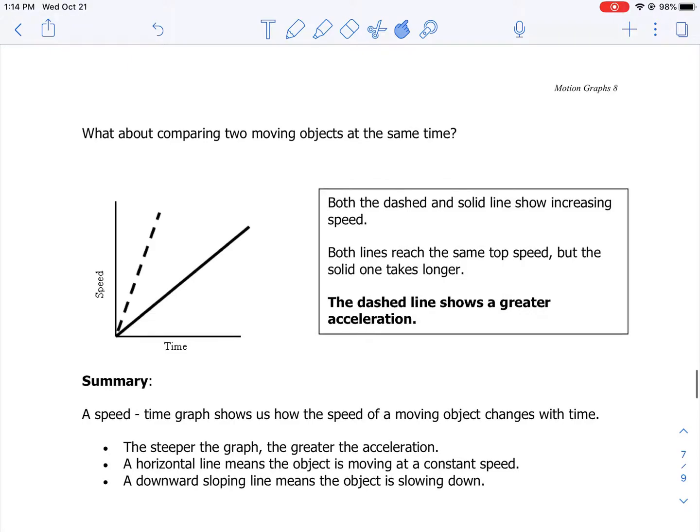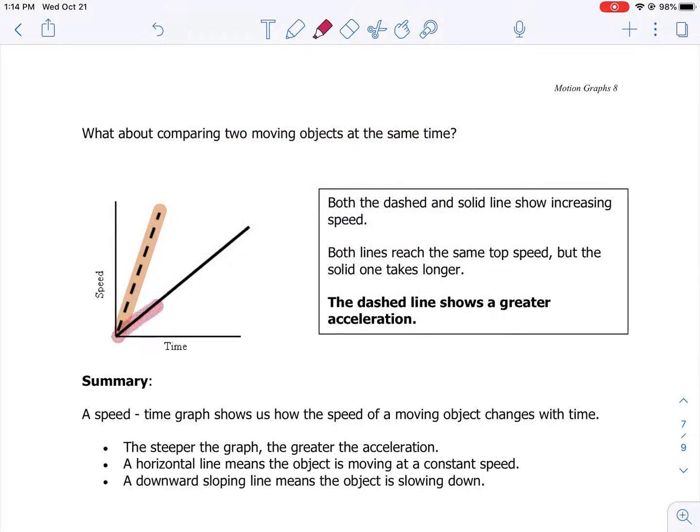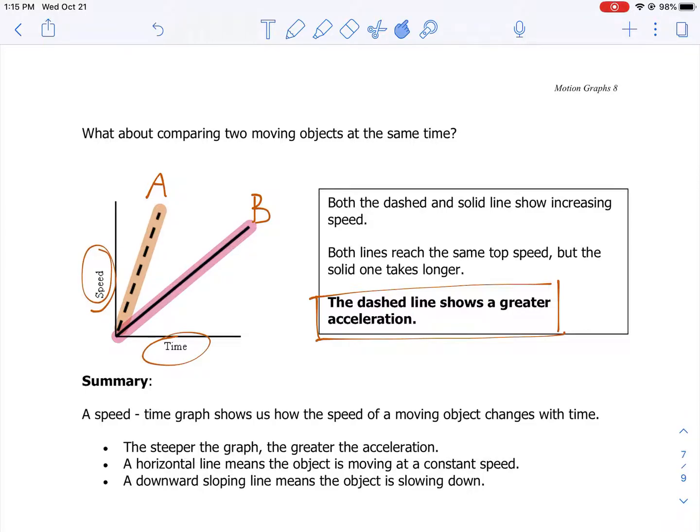You can compare the speed of two objects just like you can do with a distance time graph. The dashed line here shows that the object is moving at a faster rate of speed, all right, and is increasing speed. And this shows that this is also increasing speed, but not as fast as object A that is shown with the dashed line. So the dashed line is showing a greater acceleration. That's on a speed time graph, okay?